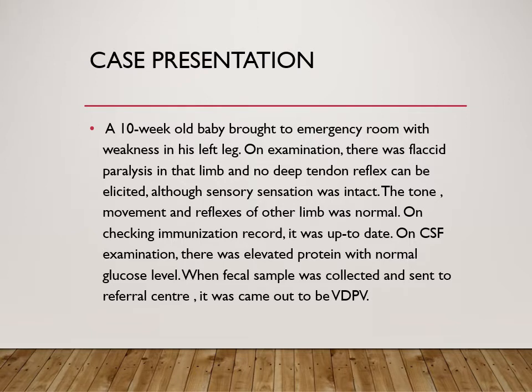On checking the immunization record, it was up to date. On a series of examinations, there was elevated protein with a normal glucose level. When a fecal sample was collected and sent to the reference lab, it came out to be a vaccine strain.